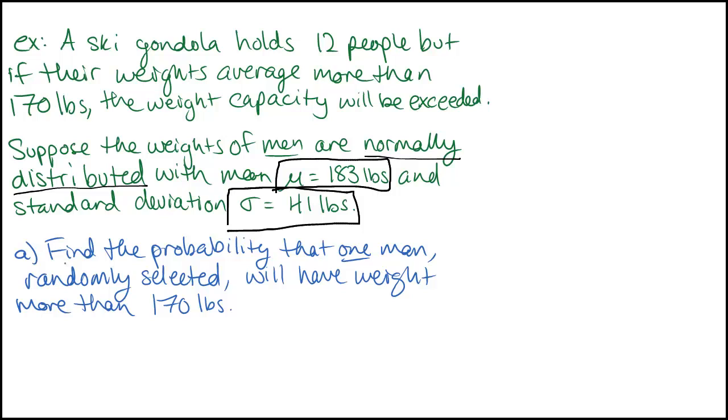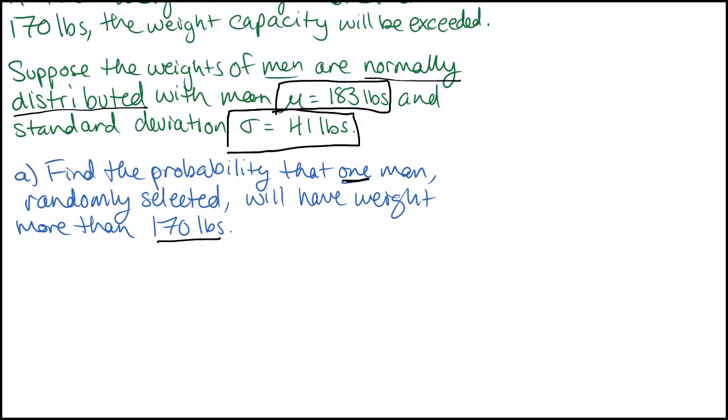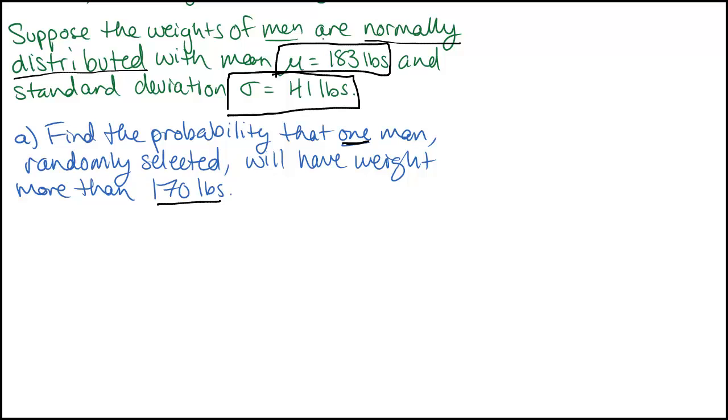The first part of this question asks us to find the probability that one single man that we select at random will have a weight more than 170 pounds. Now this problem is just a regular normal distribution problem. We're looking at some normally distributed weights. Again, I like to draw a picture here. The weights of men are centered around 183 pounds, and our standard deviation is 41 pounds. And we want to know the probability that a randomly selected person would have a weight more than 170.